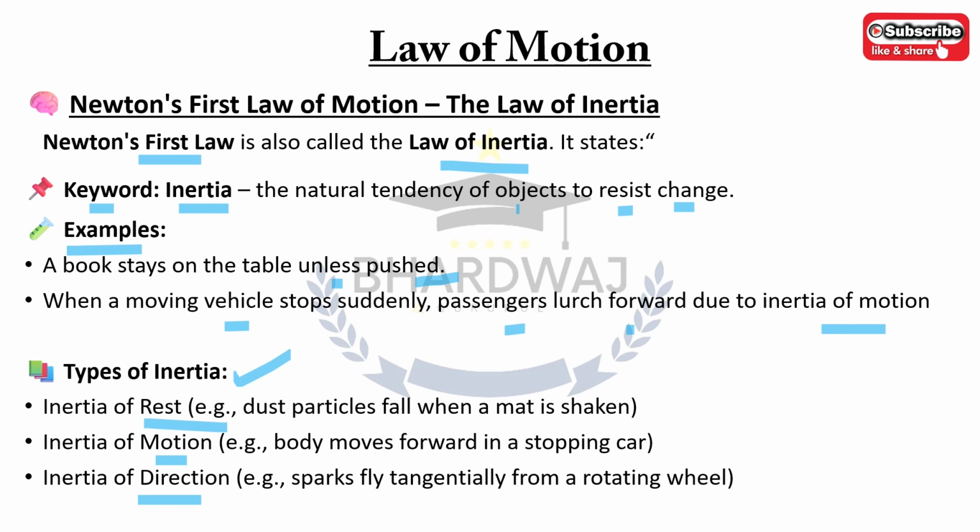Inertia of motion, example: the body moves forward in a stopping car. Again, when a car stops, the lower part of your body, which is in contact with the car, stops, but the upper part of your body tries to be in the state of motion, and that is the main reason why you tend to fall forward when a car suddenly stops. Inertia of direction, example: sparks fly tangentially from a rotating wheel. When a wheel is rotating at a high speed, you may notice sparks coming out of it in the direction of the wheel rotating.